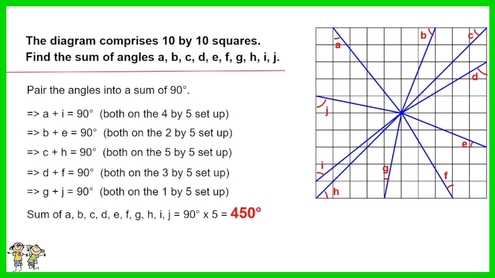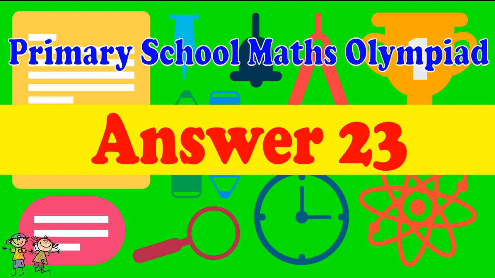Sum of A, B, C, D, E, F, G, H, I, J equals 90 degrees times 5. The answer is 450 degrees. Answer for question 23.